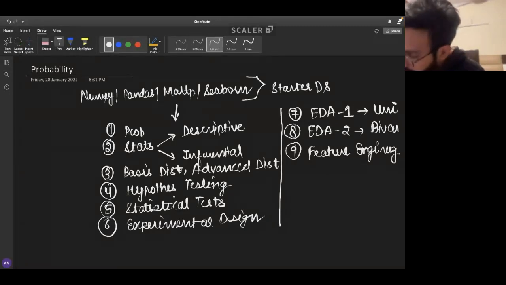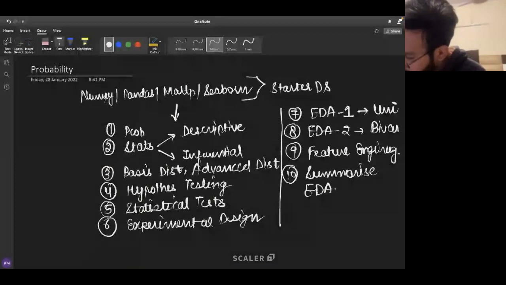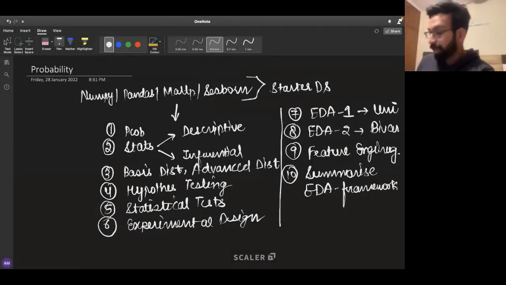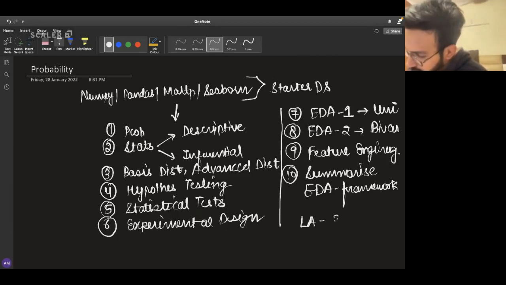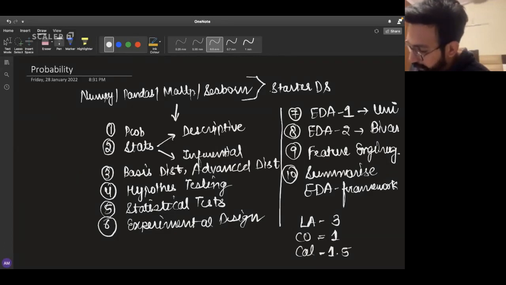And finally, that is where we will be able to summarize. We'll have not a lecture maybe, but we'll probably summarize EDA and provide you some kind of framework which you can use to better perform EDA. And then again, we'll dive deep into mathematics to discuss linear algebra, 3 lectures, coordinate geometry, 1 lecture, calculus, 1.5 lectures. Got it? So this is basically the plan.